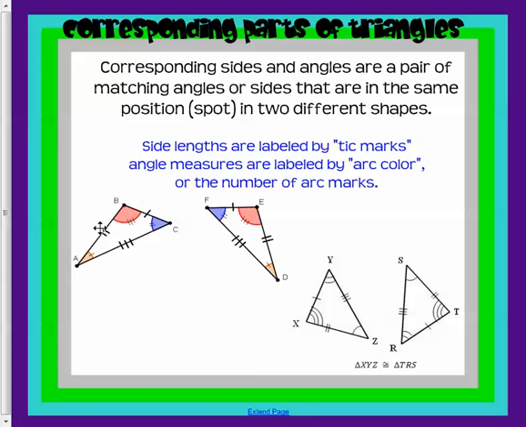If we look at the tick marks on these side lengths, those tell us that the sides are the exact same. Okay, so these are arc marks and these are tick marks, okay? So either the arc mark or the color is helpful. Sometimes you'll see me make the arc marks like this, and that's what we normally use when we don't have colors.